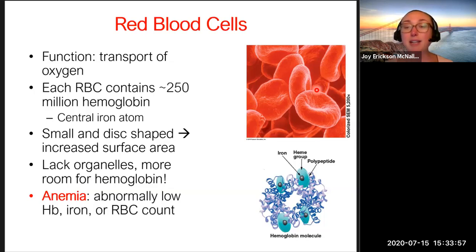Interestingly, red blood cells actually lack organelles, including a nucleus, but that's a good thing because it just means there's more room for hemoglobin. So remember we talked a little bit about plant cells, and some plant cells are either dead at maturity or also lack nuclei. So red blood cells are one of the rare exceptions in the animal world where they don't have nuclei, even though they are technically living cells.